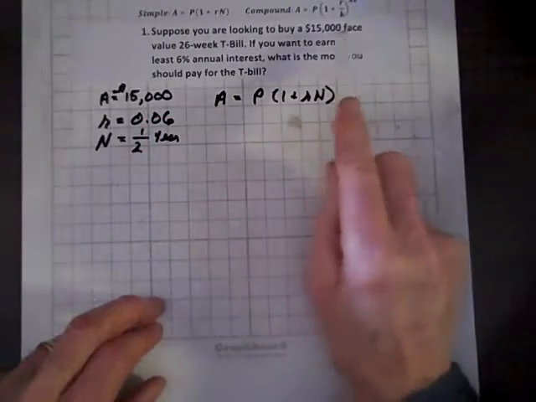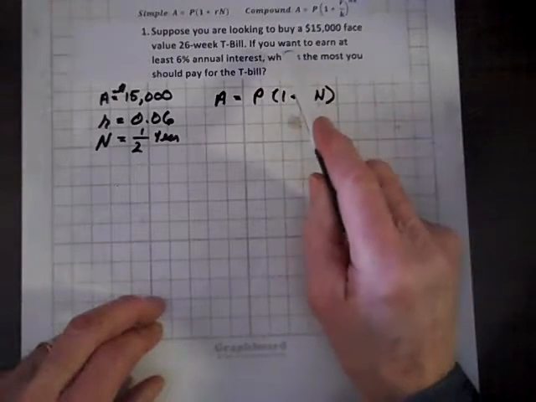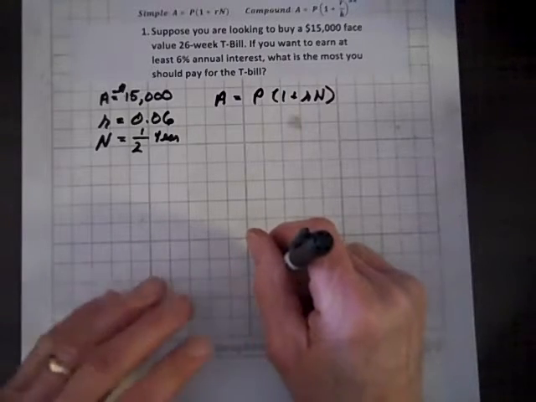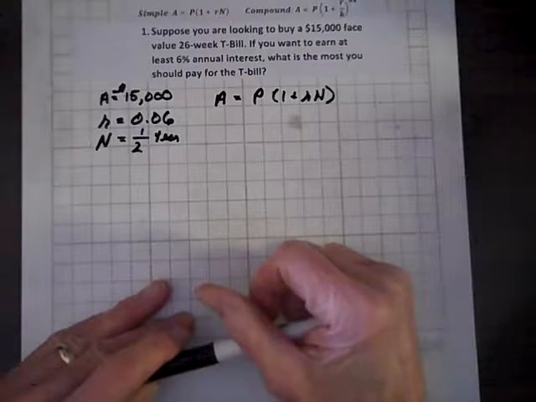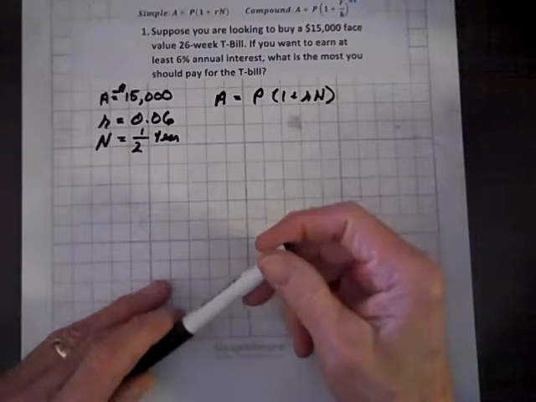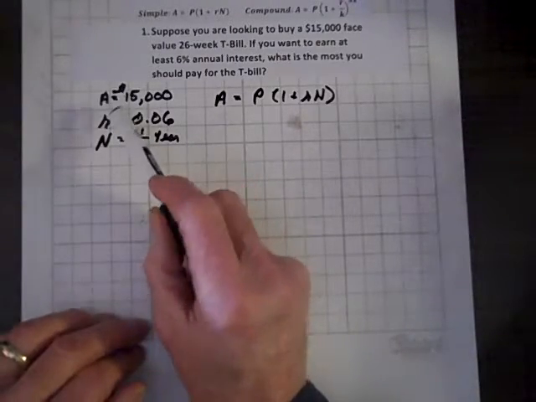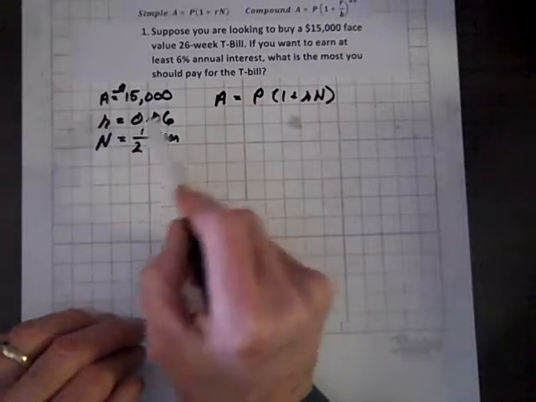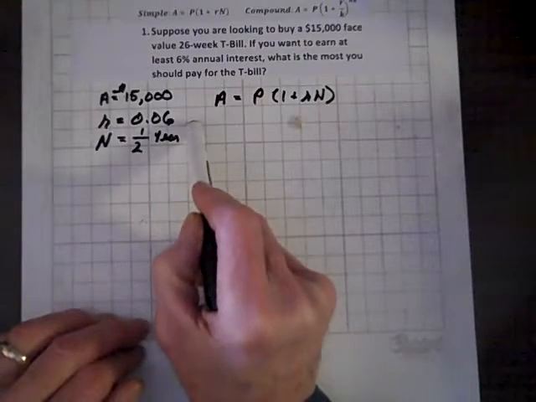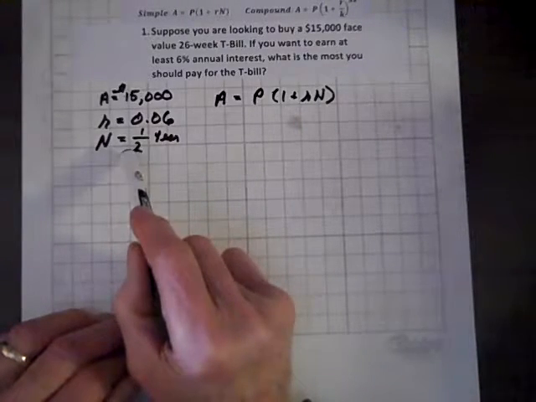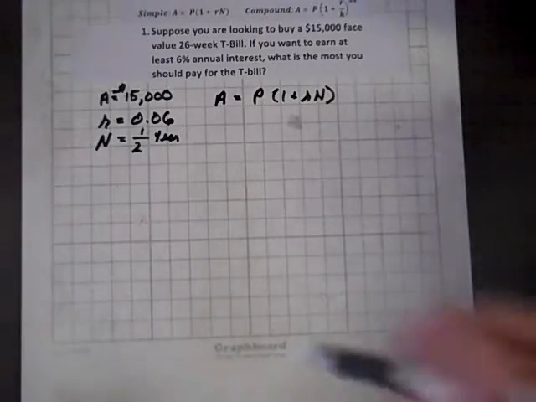It says, suppose you're looking to buy a $15,000 face value 26-week T-bill, Treasury bill. If you want to earn at least 6% annually, what is the most you should pay for the T-bill? Well, the value we want to get back is going to be $15,000. That's A. The rate is 6% or 0.06. And the number of years, well, 26 weeks is 6 months, or just 1/2 a year.